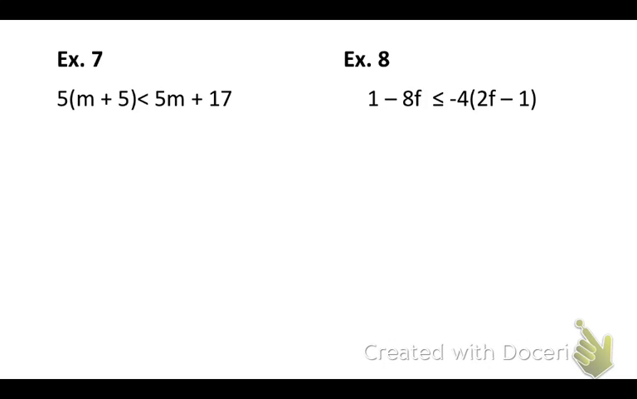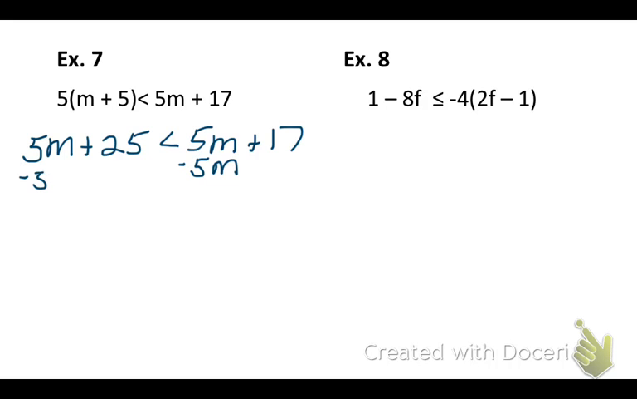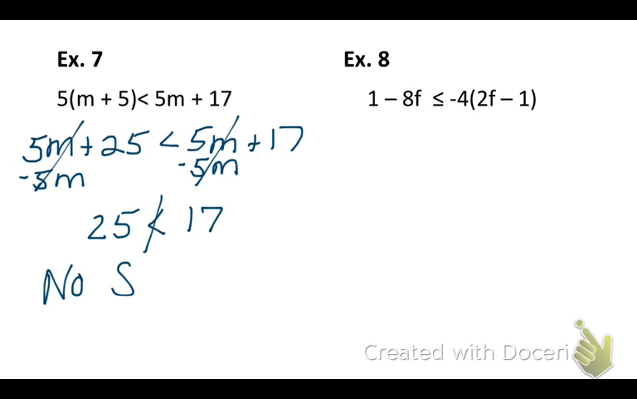I'm going to start by distributing, which gives me 5m plus 25 is less than 5m plus 17. So to solve this, I'm going to subtract 5m from both sides because I want to get my variables together. Well, what happens is the m's, or the variables, completely drop out, and I'm left with 25 is less than 17. This is not true. 25 is not less than 17, so there is no solution that will ever satisfy this inequality.